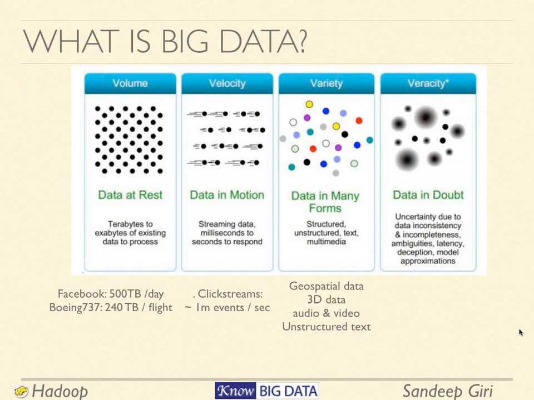Now the fourth one is veracity. This is one new V introduced. These are the four V's they call it. Earlier they were three V's, and maybe next year IBM comes up with one more V, and we have five V's and then six V's, and I don't know how many. So they introduced one more V in their definition called veracity, the data in doubt.